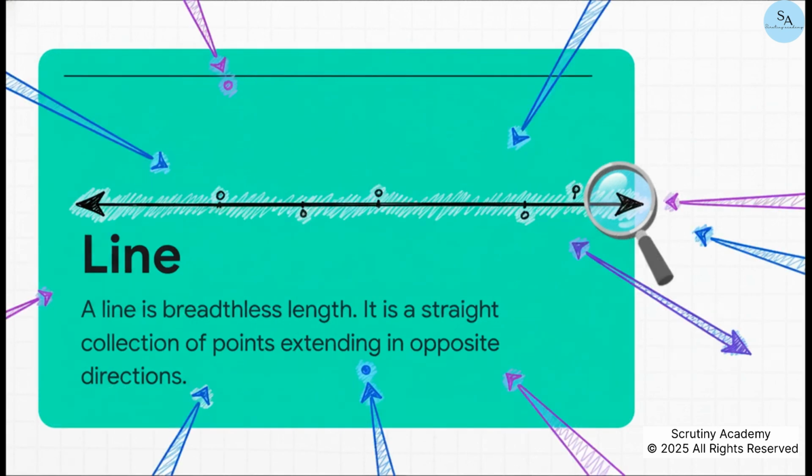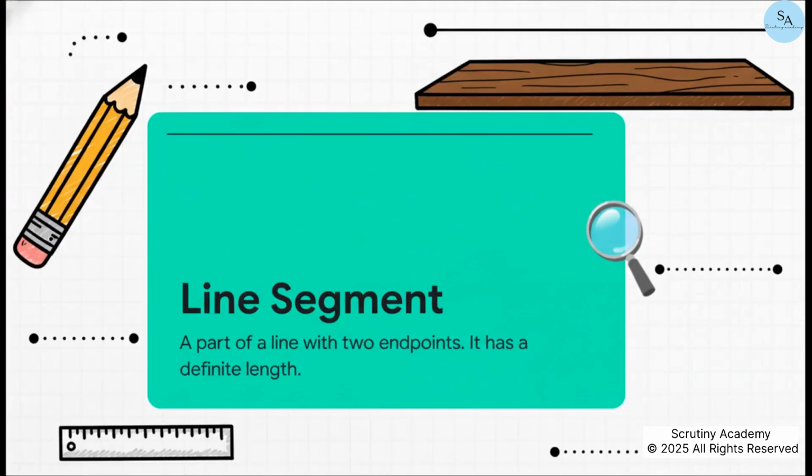Next, we've got the line. Now, a line is perfectly straight, and here's the kicker. It goes on forever and ever in both directions. Imagine a laser beam that just never, ever stops. That's a line. But what if you take just a piece of that line, and give it two clear endpoints? Well, then you have a line segment.